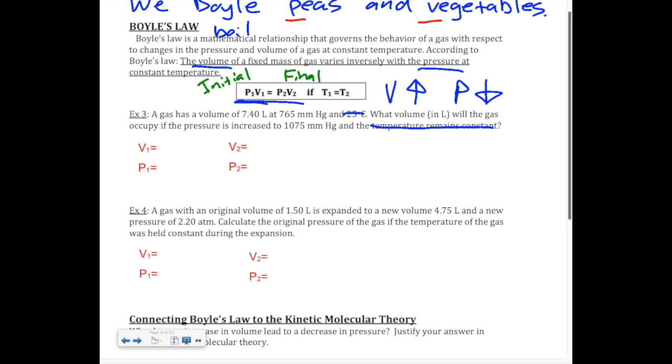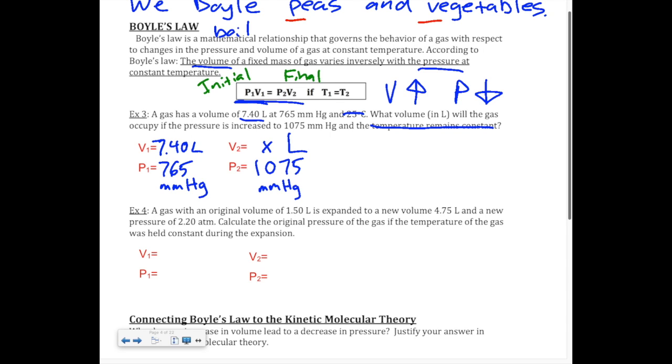What is essential is that you glean the information from the problem. It says that it starts with a volume of 7.4 liters. Now I have these words in red. You'll have to write them down yourself, but they're really helpful. My initial volume was 7.4 liters and my initial pressure was 765 millimeters of mercury. It asks me the volume in liters, so I'm going to call that X. That's my unknown. And my final pressure is 1075 millimeters of mercury.